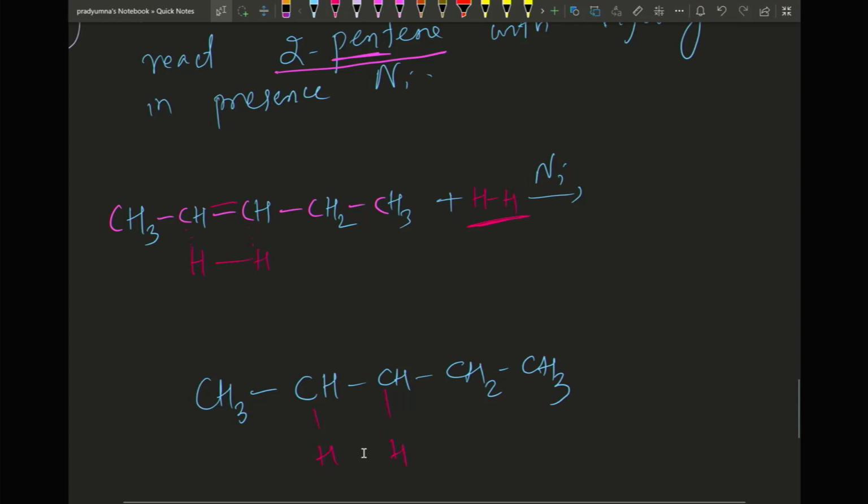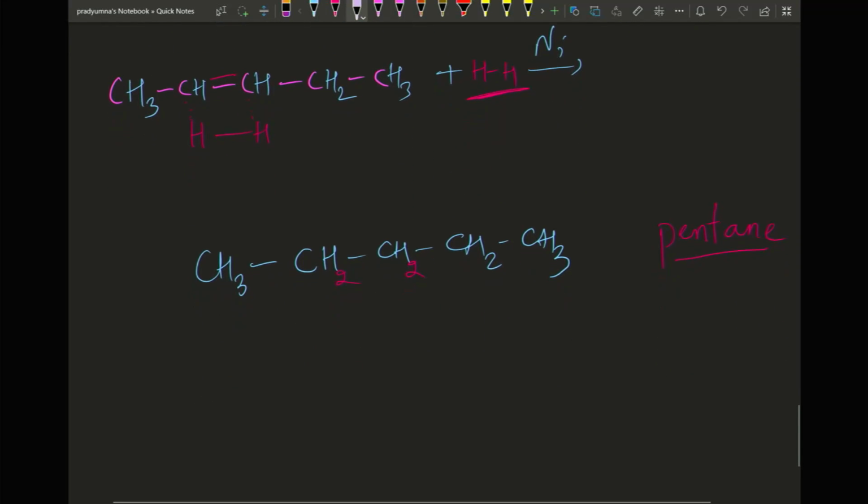Then what you can do is, instead of writing CH like this, you can delete this and make CH2, CH2. Easy. All right, so what's the name of this one? It becomes pent-ane, pentane. So it went from alkene to alkane. Okay, we're going to use the exact same principle for our future reactions.